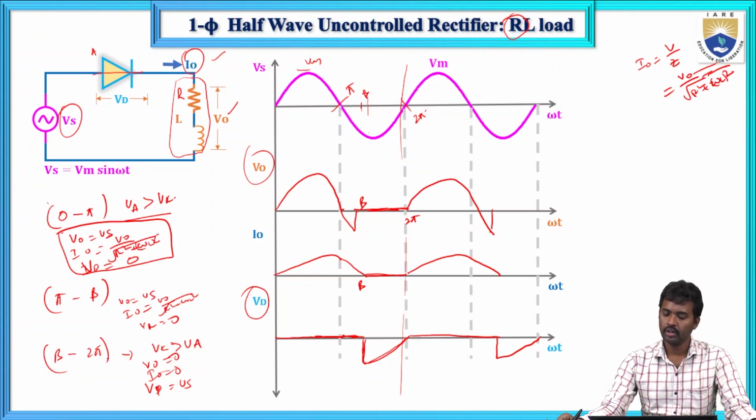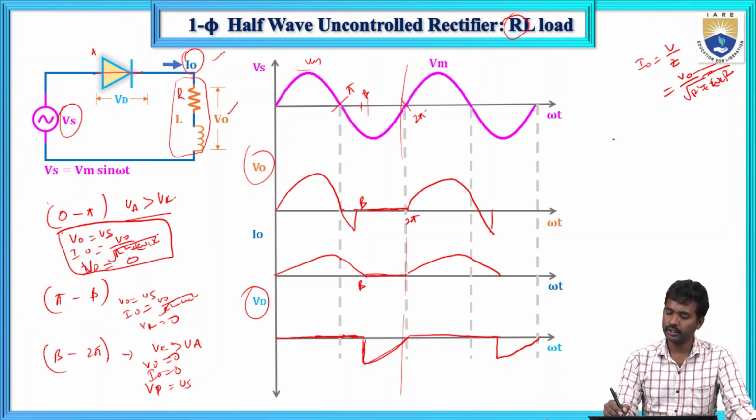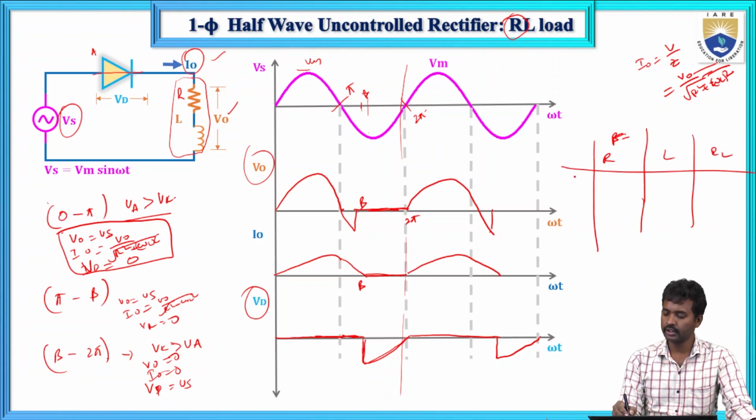So now here, what is the extension angle? Beta equals, for R load, for L load, and RL load. So these 3 cases I will explain. For what is the conduction angle?